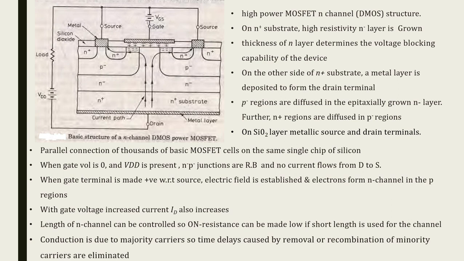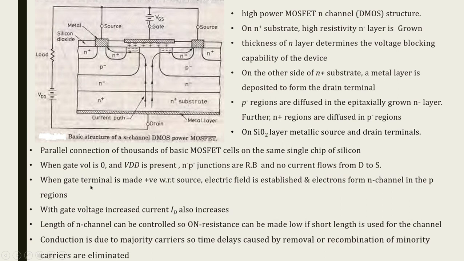So it will start conducting when the gate voltage crosses a threshold voltage. After the threshold voltage is crossed, the channel is induced in this P minus region, so the current will start flowing from drain to source, and the current direction is shown here. From the drain it will flow through this n minus region, enter this n channel, and thus flow to the source. Similarly, this side also it will be flowing.